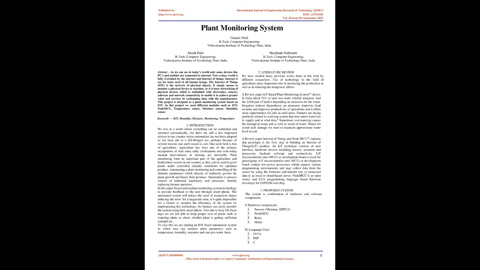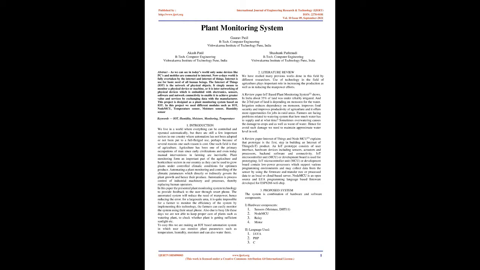Agriculture has been one of the primary occupations of man since early civilizations, and even today manual interventions in farming are inevitable. Plant monitoring forms an important part of the agriculture and horticulture sectors in our country, as it can be used to grow plants under controlled climatic conditions for optimum produce. Automating plant monitoring and controlling the climatic parameters directly or indirectly governs plant growth and hence their produce. Automation is process control of industrial machinery and processes, thereby replacing human operators.